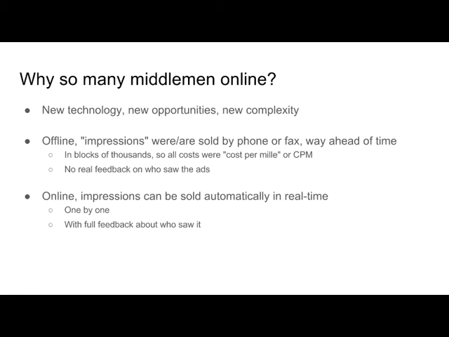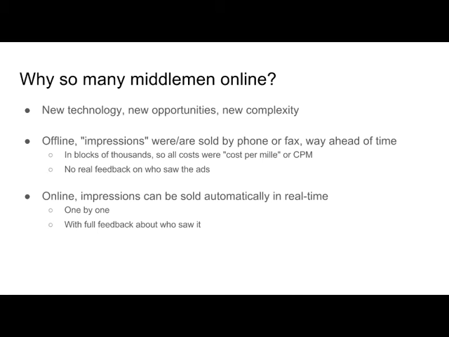And so there wasn't really any feedback online, right? When the New York Times prints their newspaper and mails it to whoever they mail it to, some people see it, some people don't, some people care, some people don't. That was basically it, right? You could phone people, you could do a survey to find out who cared about the ad, who saw the ad, who remembered the slogan, but that was about it. Online, totally different world. Impressions can actually be sold automatically in real time.